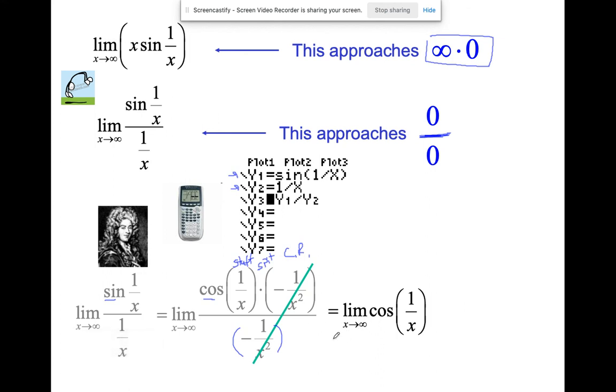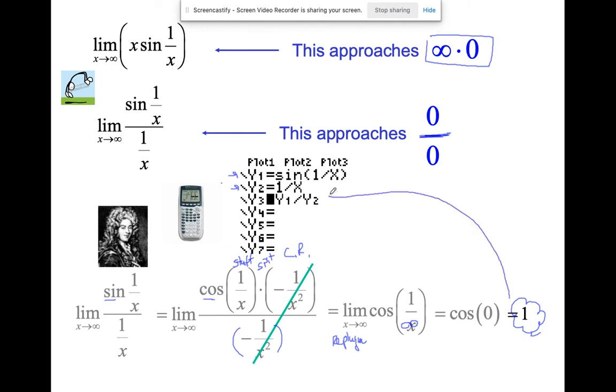So now what do we do? We replug in. So I have the cosine of 1 over infinity, but 1 over infinity is 0, or approaching 0. And the cosine of 0 is not indeterminate. It's 1. Woo-hoo!